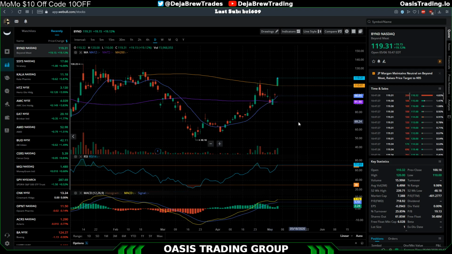Nice little bull flag. High volume on the buys, low volume on the consolidation. That's one of the tips I'm going to give you guys here on the penny stock trading, the bull flag patterns. When you see that high volume on the rise, low volume on the consolidation, high volume on the secondary breakout, that's really what you want to be looking for.